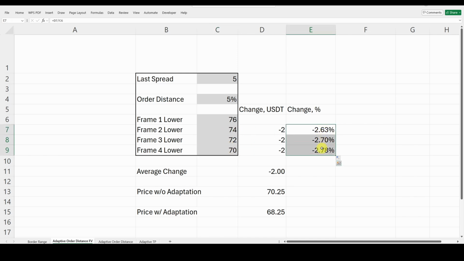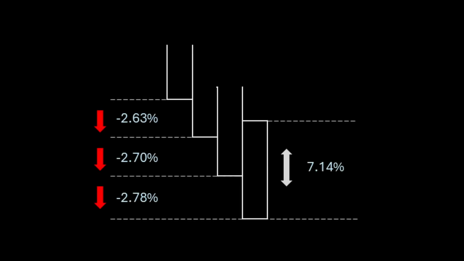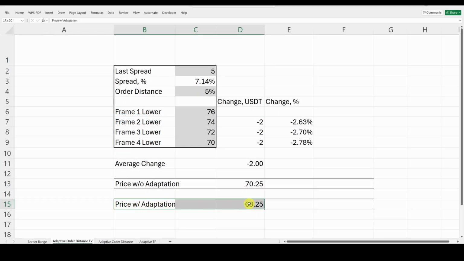Now let's see how big the spread was relative to the lower boundary price. 5 USDT versus 70 comes out at 7.14%. That is pretty big, so supposedly the situation kinda looked like this. Now, I want to know how exactly the adaptation adjusted the order distance.